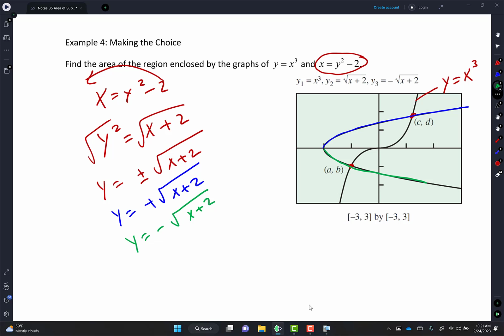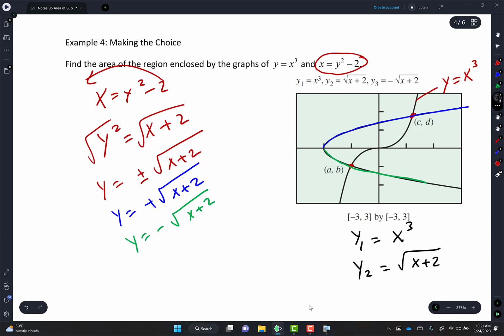All right. In y1, type in x cubed. In y2, type in the square root of x plus 2. In y3, type in negative square root of x plus 2. So, yes.